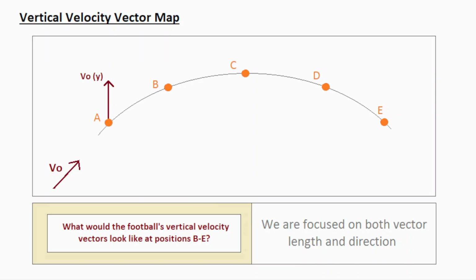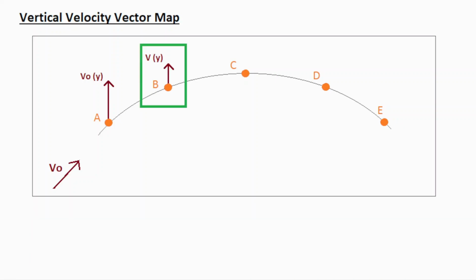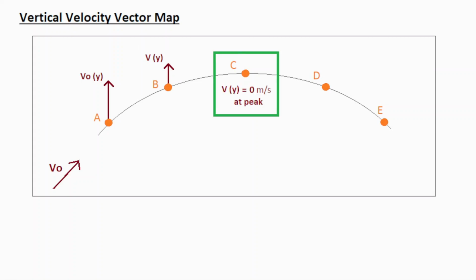The question is, what would the football's vertical velocity vectors look like at positions B, C, D, and E relative to the one that has already been drawn at A? At position B, this is still on the upward trajectory, but a little further along. I think the ball is still moving upward at this location, but not as fast as it was at A. When it gets to position C, which represents the peak of the parabola, the object is changing from moving upward to downward, and at this instant of time has no vertical velocity at all.